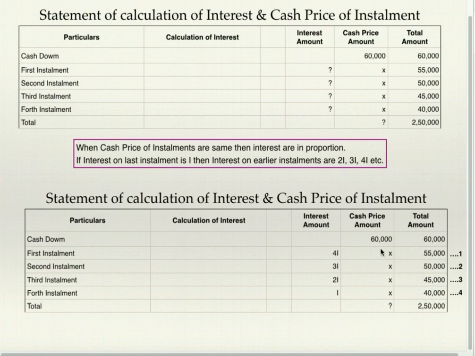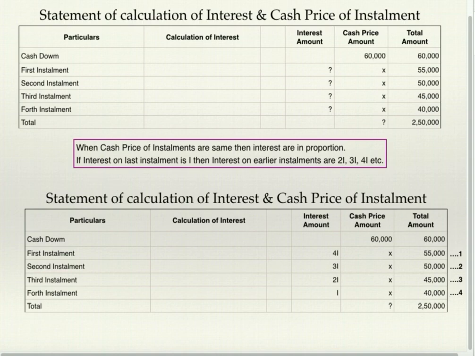Now see, this is the first equation. Installment amount includes interest plus cash price. So first equation is x plus 4I is equal to 55,000. Next equation, x plus 3I is equal to 50,000. X plus 2I is equal to 45,000. This is the third equation. And x plus I is equal to 40,000. This is the fourth equation.